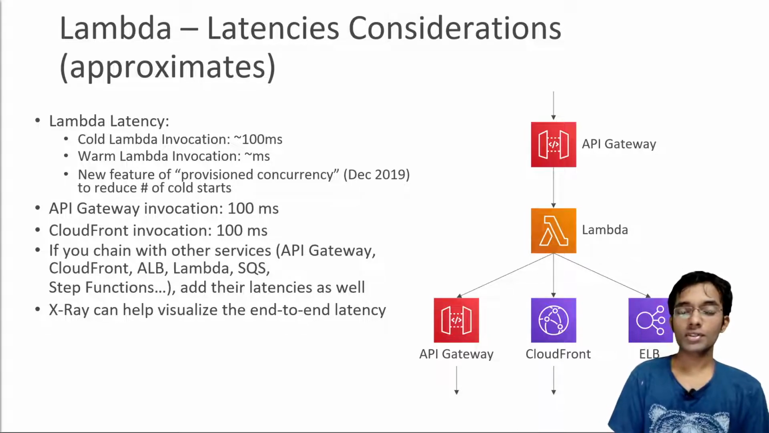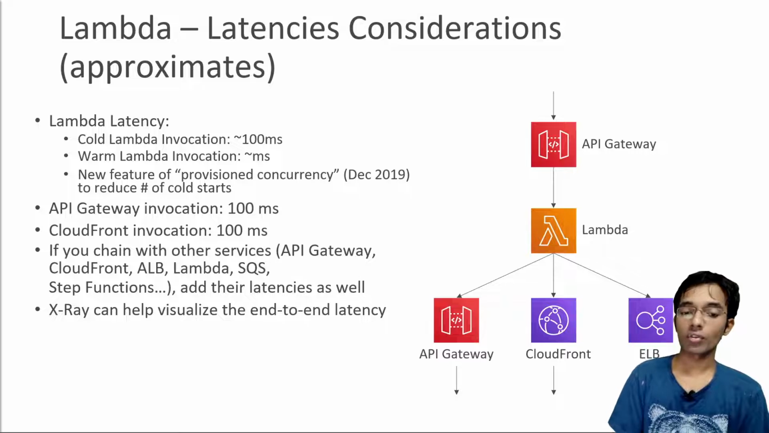Now there's a feature as of December 2019 to reduce the number of cold starts you are having, called provisioned concurrency. AWS will try to keep a small amount of Lambdas that you choose already warm, so that if you invoke them, they don't have that 100 millisecond cold Lambda invocation start latency. Now whenever you go through an API Gateway, you should add about 100 milliseconds of invocation time also.